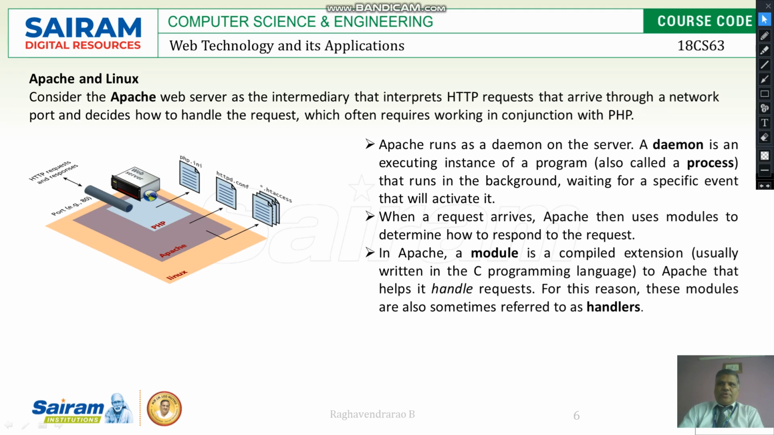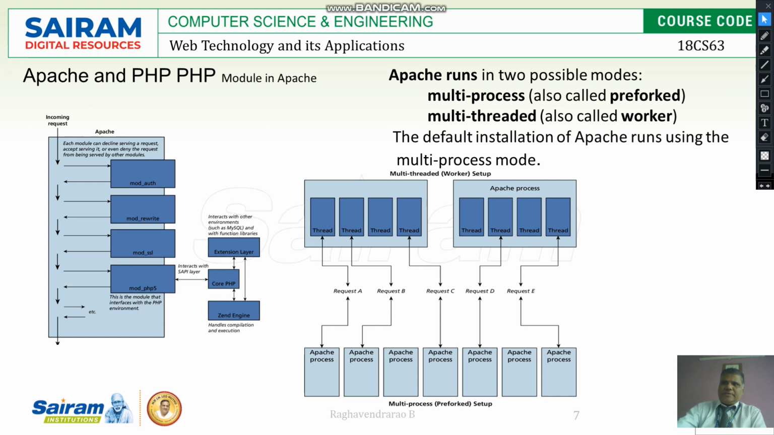Apache has modules that are compiled extensions, usually written in C code, which help Apache handle a particular request. For this reason, these are also called handlers. Apache works with 2 types of modes: one is multi-process mode, and another is multi-threaded mode.